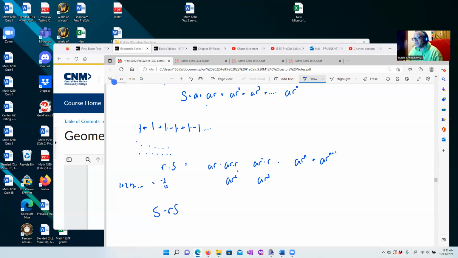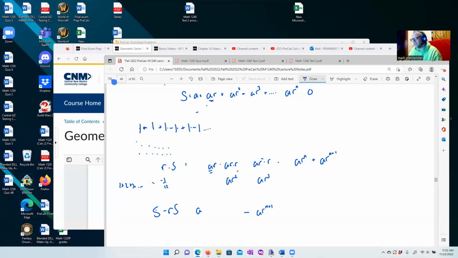So there is no corresponding term for the A. So we're just going to have A. But the AR and this AR, they're going to subtract from each other. S minus RS, S minus RS. That's going to be 0. All the way up to AN, that's also going to be 0. Now we're going to have minus A R to the N plus 1. That's 0 minus this piece here.